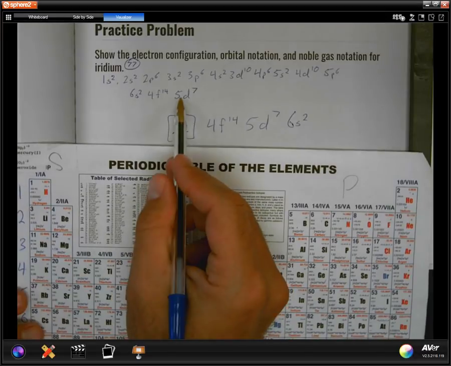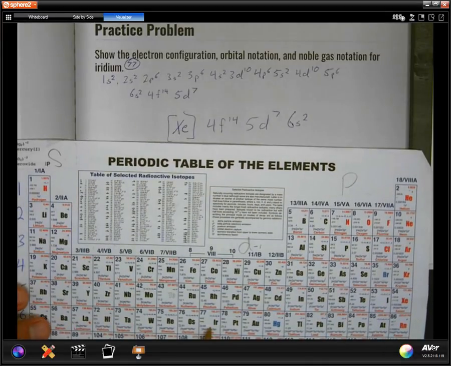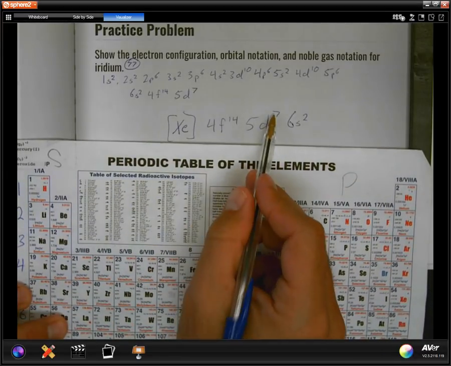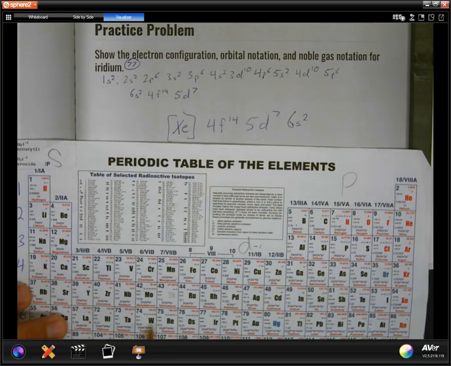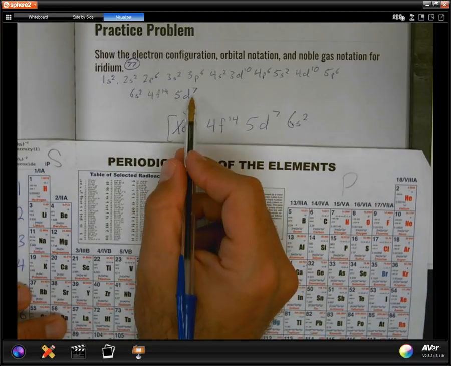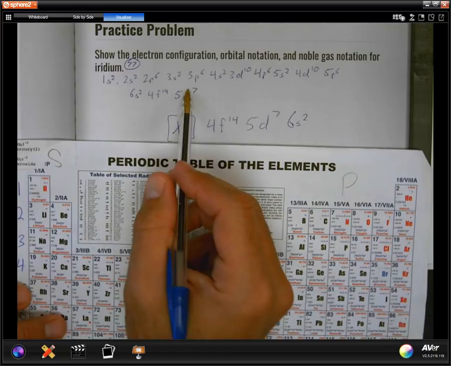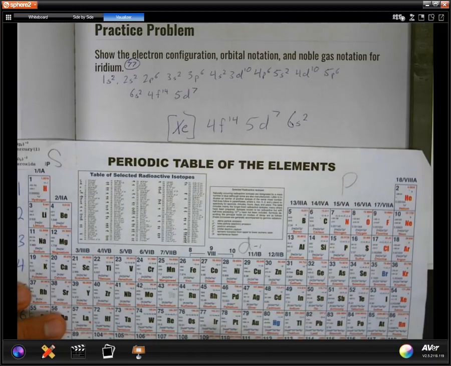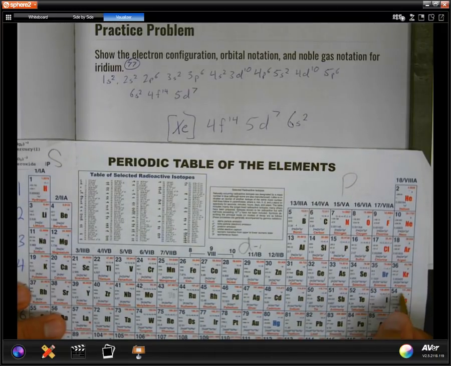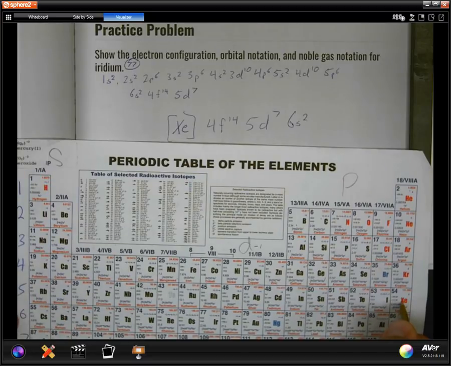And then to get to iridium, I jump back up here and I do my 7 D block electrons. 1, 2, 3, 4, 5, 6, 7. And that got me to iridium. If I wanted to write this in noble gas configuration, I find iridium, I find the previous noble gas, and then I just start from there.